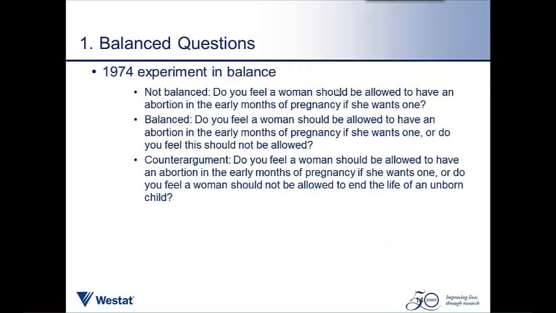So here's an example that was done a while ago, but I think it's still very relevant. It's about abortion. And they tested 3 different ways of asking the question. The first way was an unbalanced question. Do you feel a woman should be allowed to have an abortion in the early months of pregnancy if she wants one? So here you see only really presenting one side of the issue. In the balanced approach, they offered the alternative, or do you feel this should not be allowed? And then the counter argument was, or do you feel a woman should not be allowed to end the life of an unborn child? So let's see how the data turned out on this.